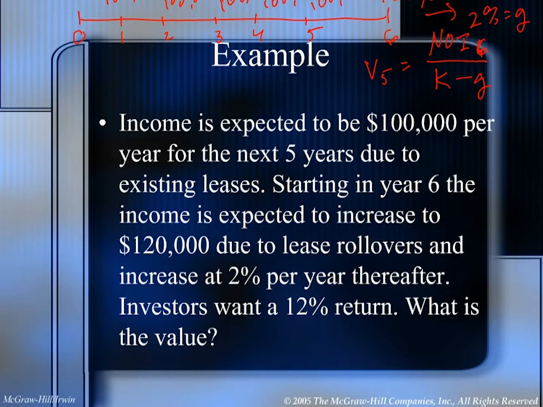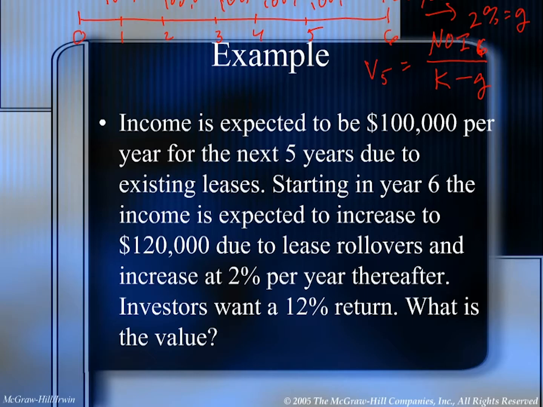So let's look at an example. Let's say that the income is expected to be $100,000 per year for the next 5 years due to existing leases. So there's leases that are locked in, they can't increase, and they're just going to be $100,000. Then starting in year 6, we now have those leases turning over. We assume we're going to be able to bring it up to a market rate of $120,000. And then due to lease rollovers, we're also going to have an increase of 2% a year after that. And we say investors want a 12% return.